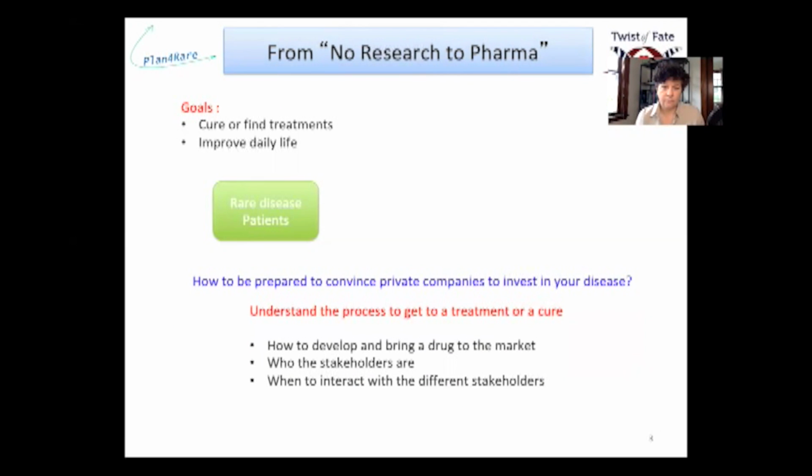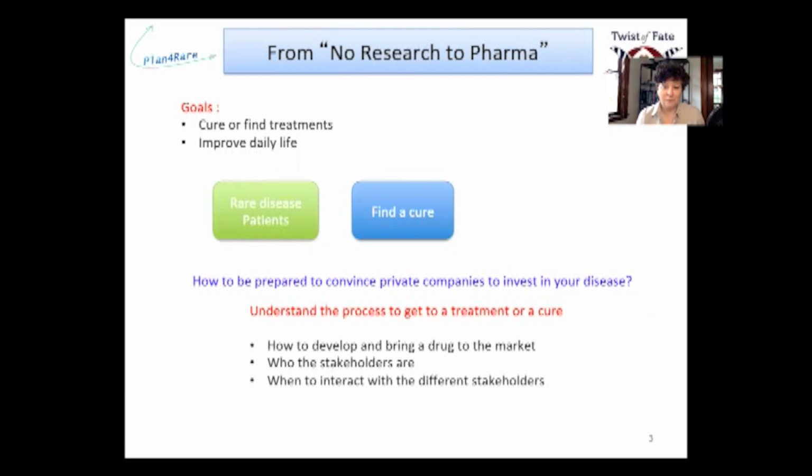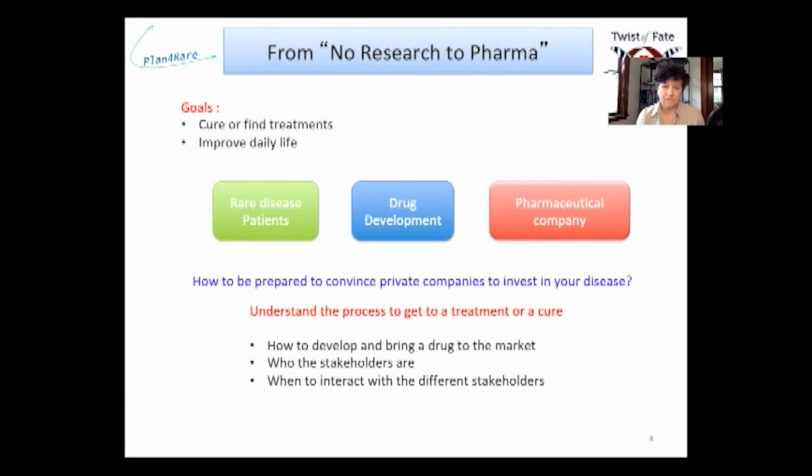The goal of most foundations is to cure or find treatments and improve patients' daily life. The purpose of this presentation is to help foundations understand the different steps and requirements necessary to transition to drug development support. To be active and find a cure, foundations need to be involved in drug development. And at a certain stage in the process, they will need the intervention of a pharmaceutical company. We will guide you on how to be prepared to convince private companies to invest in your disease. The first step is to understand the process to get to a treatment or a cure, how to develop and bring a drug to the market, who the stakeholders are, and when to interact with the different stakeholders.